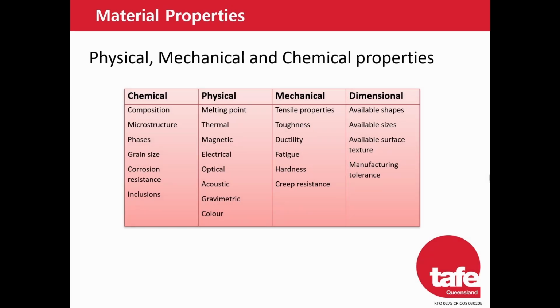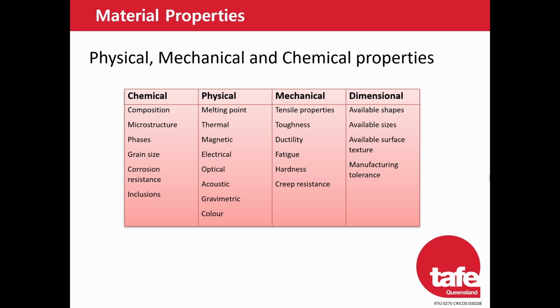When evaluating a material's suitability for a specific application, it is important to take a comprehensive approach by considering its physical, mechanical, and chemical properties. We'll start with physical properties. A physical property describes the characteristics of a material that can be observed or measured without changing its chemical identity. Examples include density, melting point, thermal conductivity, and color.